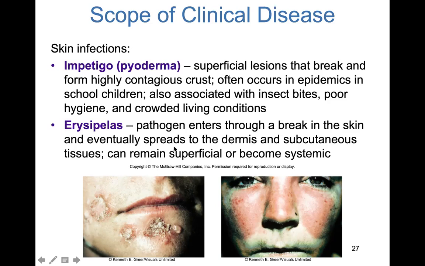Virulent pathogen enters through a break in the skin. Eventually it spreads to the dermis and subcutaneous tissues. It can remain superficial or become systemic. So this is actually the strep. If you look in here, it's releasing those toxins. It's starting to erupt in the skin. You can see that with the red here.